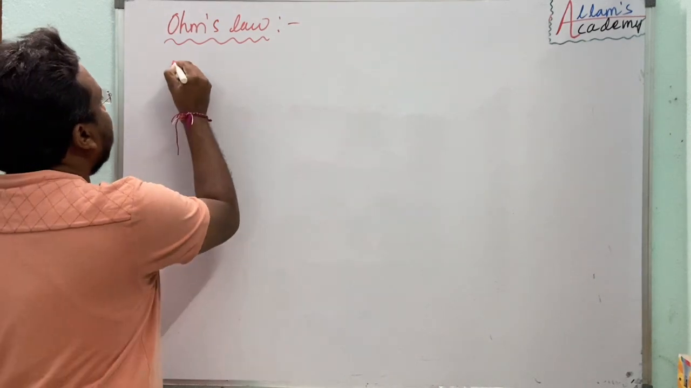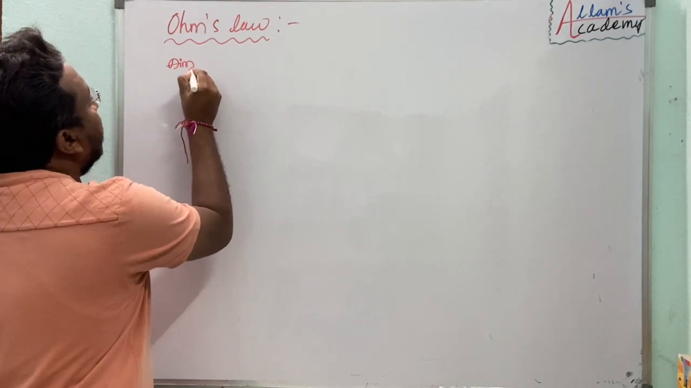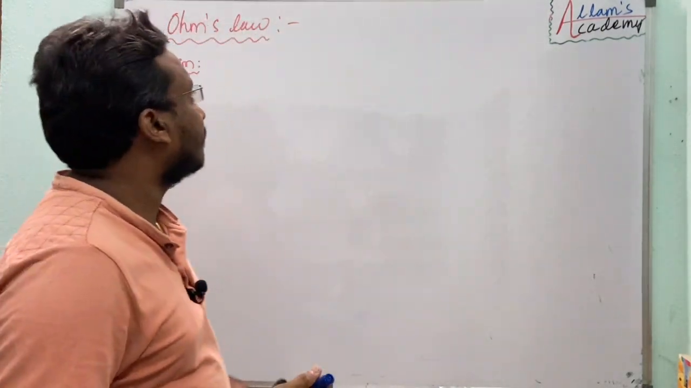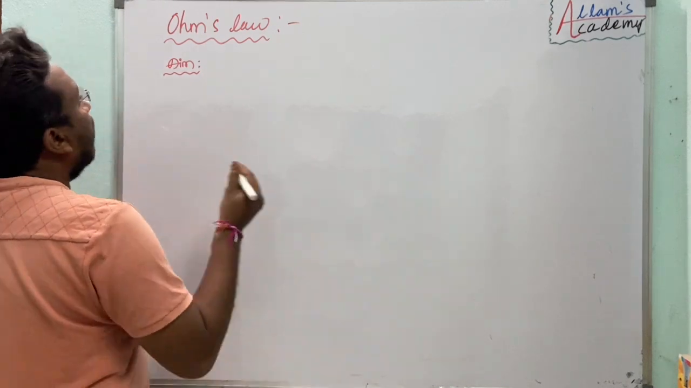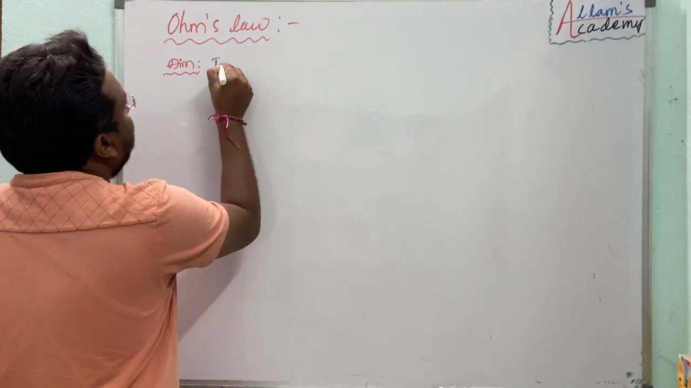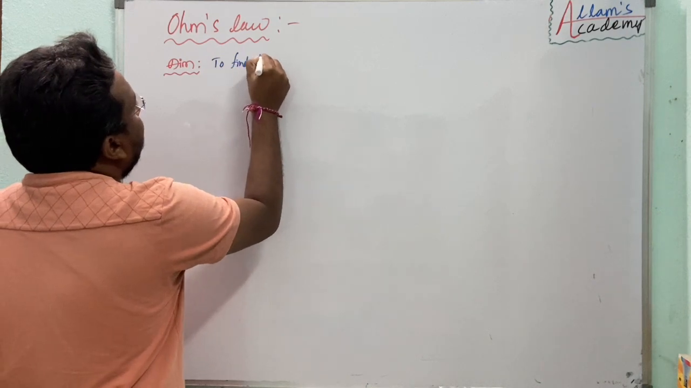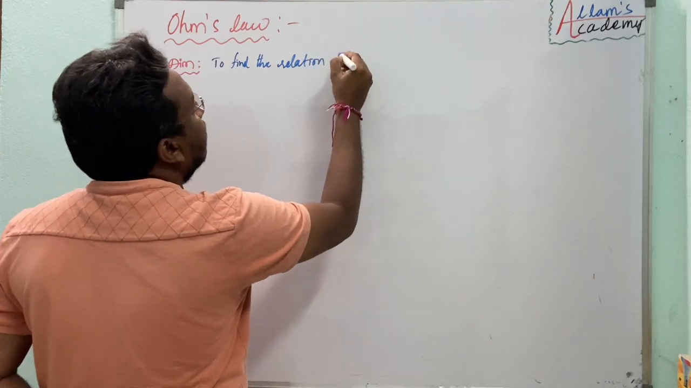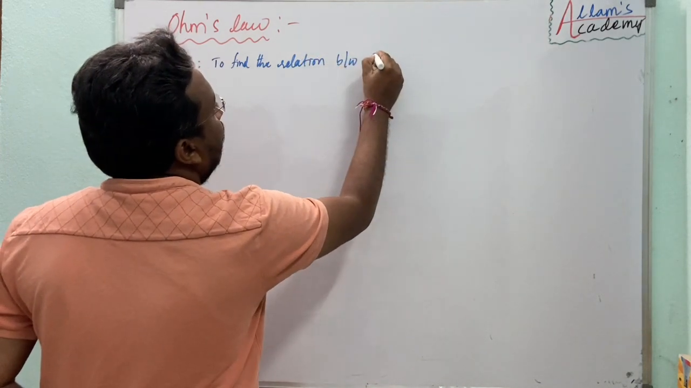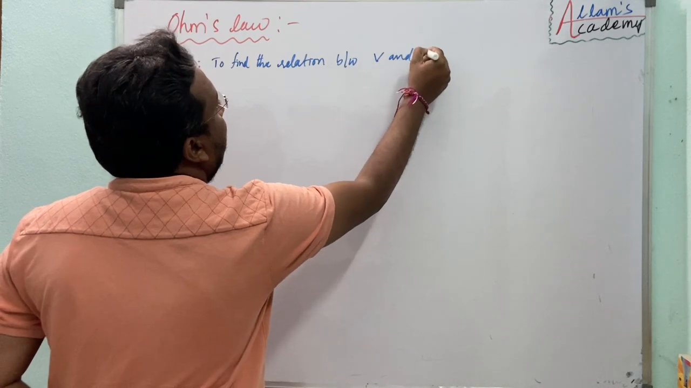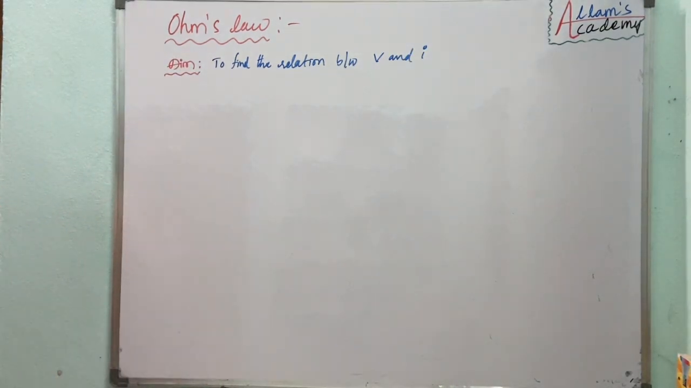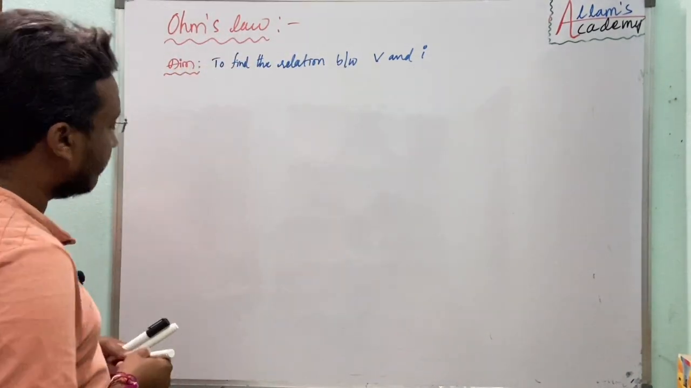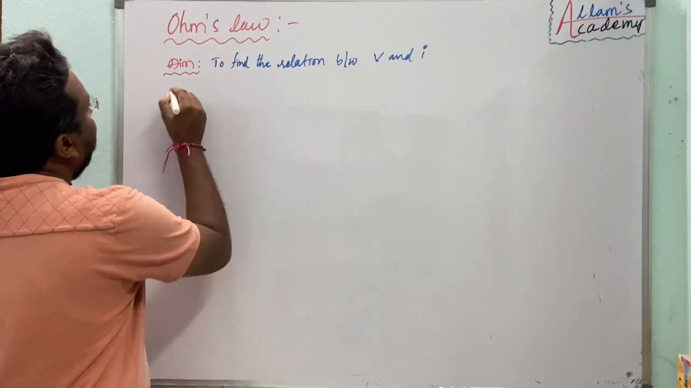So I will explain it as an activity. First, the aim. What is our aim? To find the relation between V and I. V means potential difference and I means current. Next, materials required.